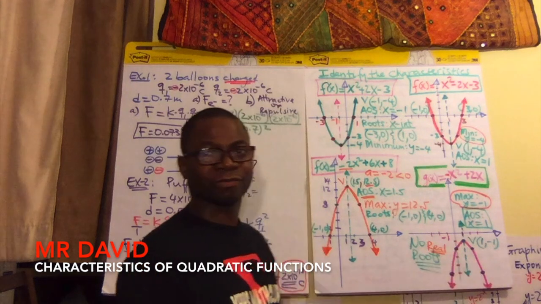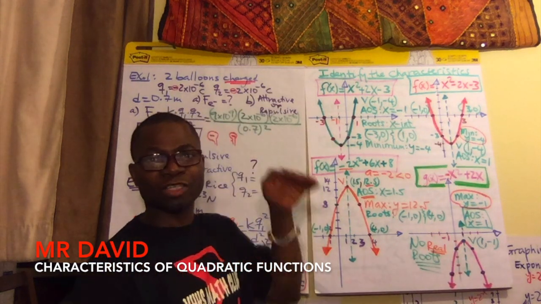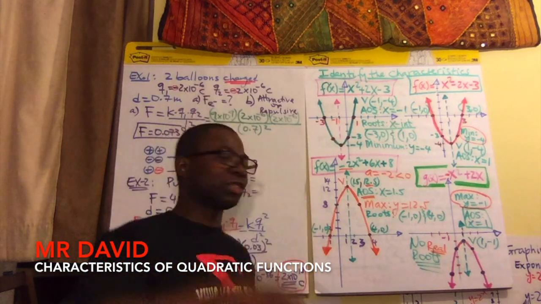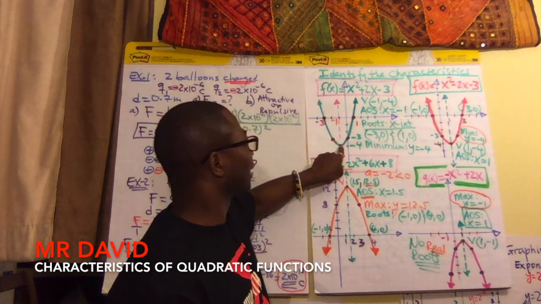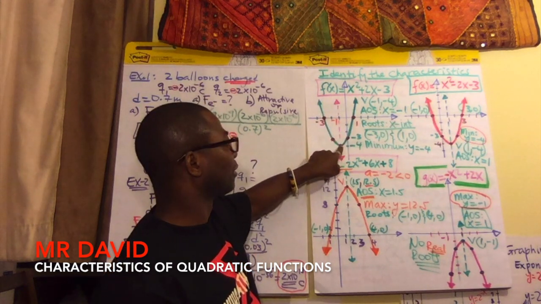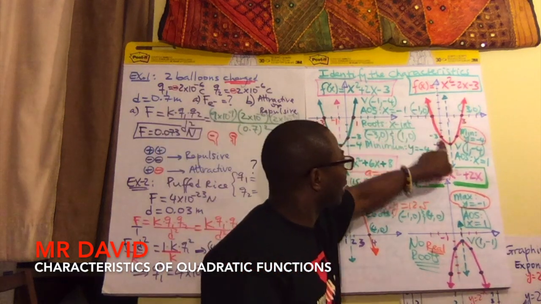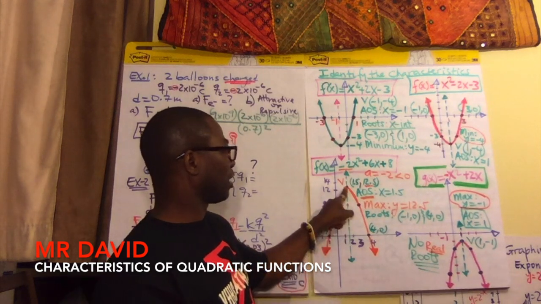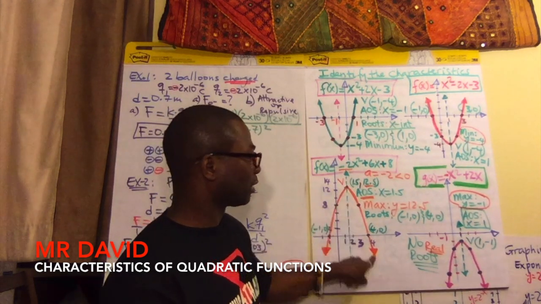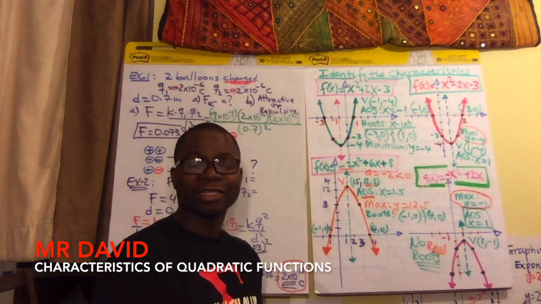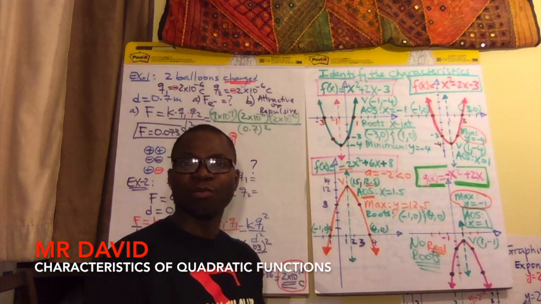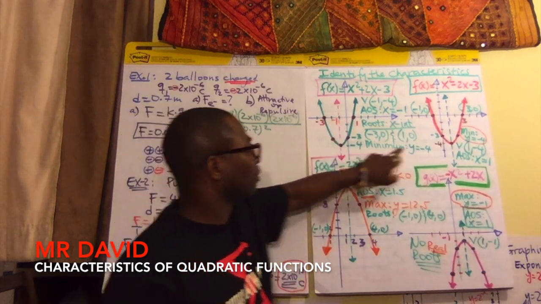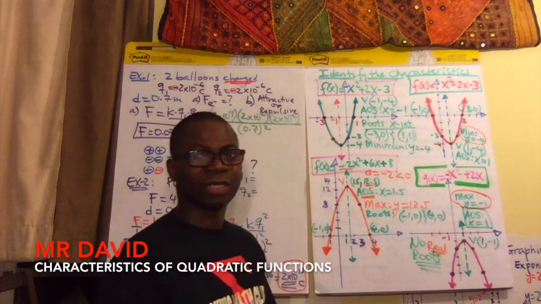No root here. The vertex could be the highest point or the lowest point. Remember, it's the point where the curve changes direction. It's going down, and it changes direction right here. That's the vertex. Then it goes back up. So the vertex is the point where the graph changes direction. It could be a maximum or it could be a minimum. Here is the maximum, here is the minimum.